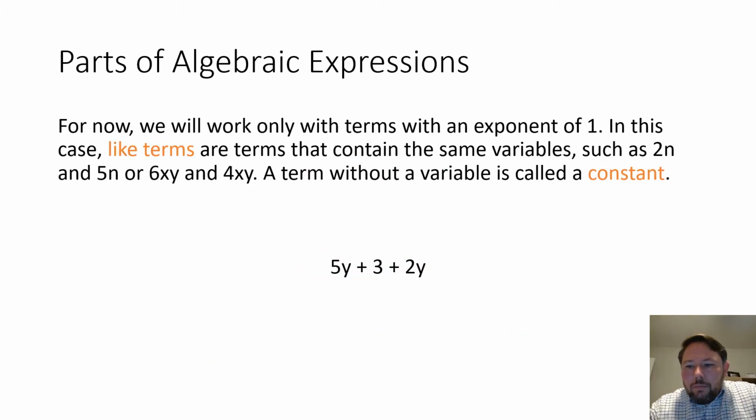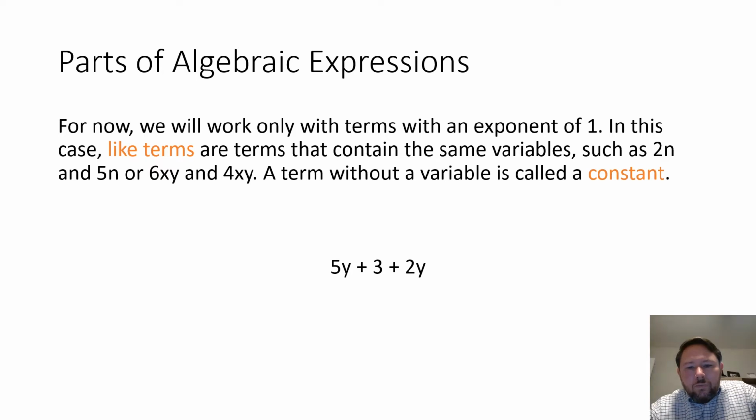So other things about expressions. For now, we're only going to work with terms with an exponent of 1. We're not going to get into exponents of 2 or 3, etc. We've already dealt with some of that already, and how to figure those out. So we're not going to worry about those. So in this case, like terms are terms that contain the same variables, such as 2n and 5n. Those would be like terms. Or 6xy and 4xy are like terms because they contain the same variables.